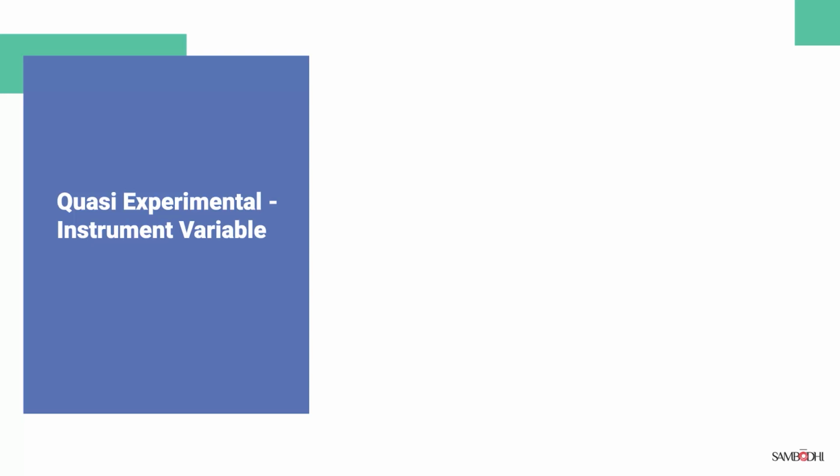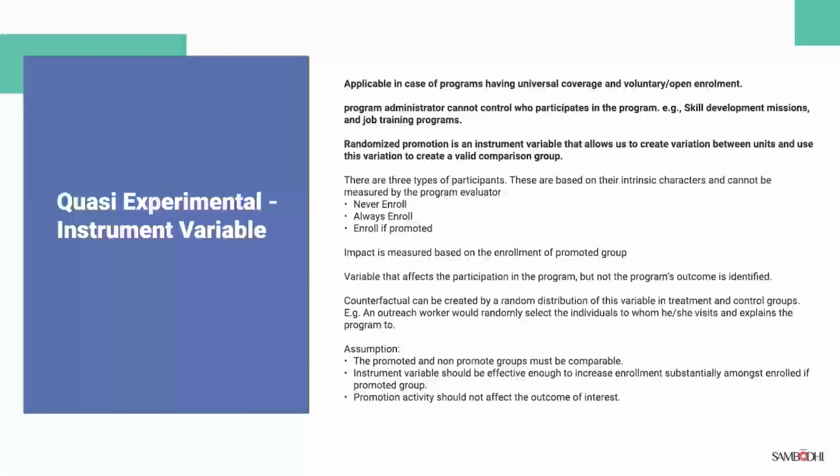Among the many approaches of quasi-experimental research designs, as we have already come across, there is the instrumental variable approach. This type of approach is one that overcomes endogeneity. It is applicable in the case of programs having universal coverage and voluntary enrollment. When conducting the instrumental variable approach, the program administrator cannot control who will participate in the program. For example, skill development missions and job training programs.